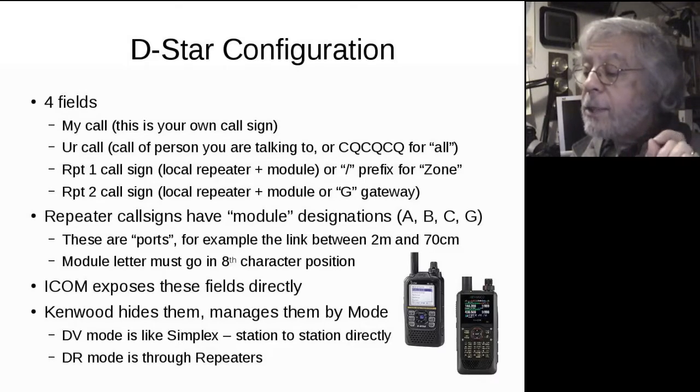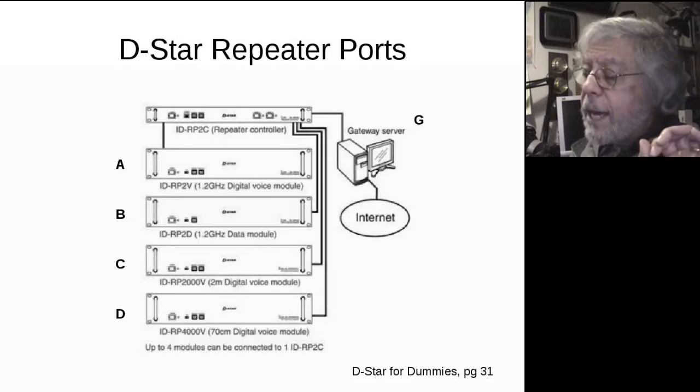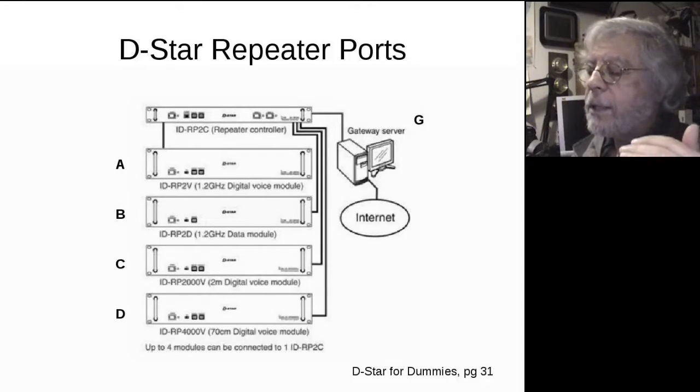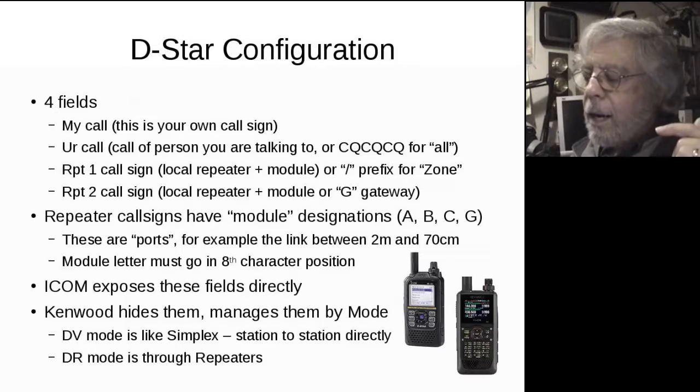The repeater call signs can have a port designation on them, a module. A, B, C are usually the 3, and also G. You can think of a repeater as having a controller and a bunch of radios, and the letter corresponds to which of the modules you're talking to. So if you want to come in on the 2 meter and go out on the 70 centimeter, you may come in on A and go out on B, or something like that. So you'll see that kind of lingo in the D-Star configuration.